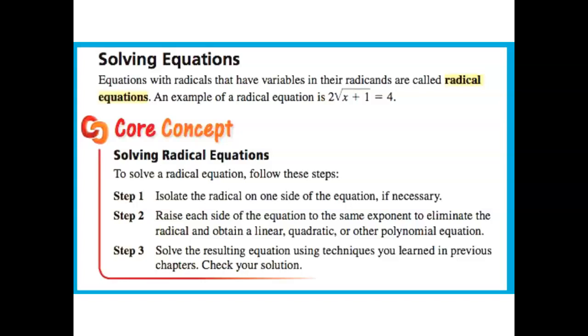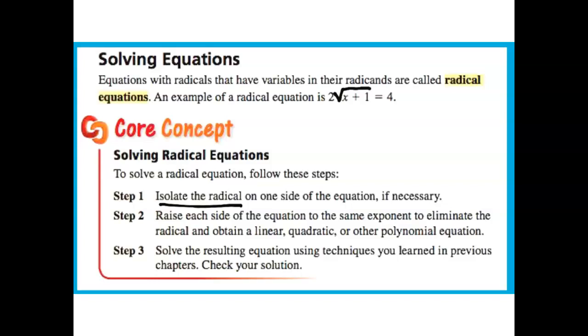When you're solving a radical equation, you always want your first step to be to isolate the radical on one side of the equation. So when we isolate the radical, we're trying to get the radical completely by itself on one side of the equation so that we can get rid of it.